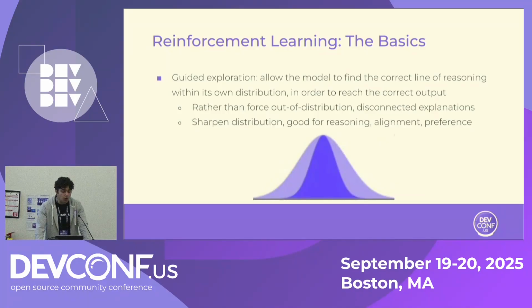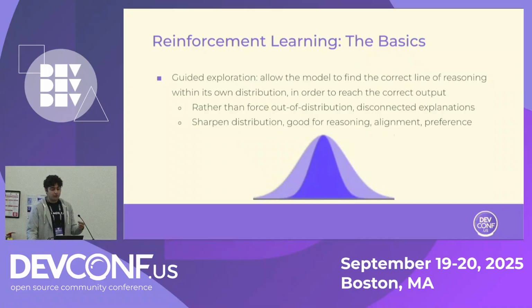So why do we care? Well, reinforcement learning gives us room for guided exploration, where it allows the model to find the correct line of reasoning within its own distribution in order to reach the correct output. So rather than trying to force our own solution path, our own chain of thought step-by-step approach that might not be in the model's distribution or might not make sense for what it's learned, we are going to just try to sharpen the model's distribution, hone its thinking skills, hone its reasoning skills to, given all the paths it could take to reach a solution, try to find the best one.